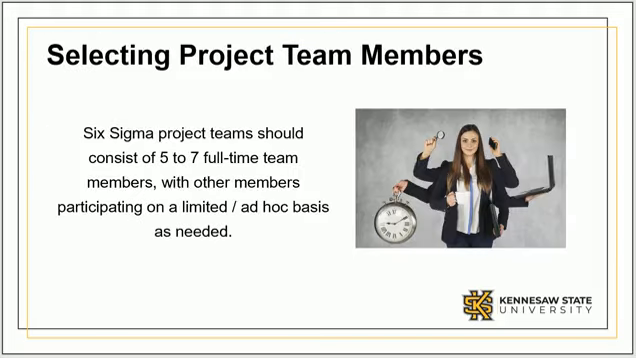So what should a Six Sigma project team look like? Six Sigma project teams should typically consist of 5 to 7 full-time team members, with other members participating on a limited or ad hoc basis as needed. Larger teams can be difficult to manage and can have a big impact on the productivity of smaller organizations during team activities, while smaller teams may not be able to carry the workload required from larger projects. But experience has shown that teams of 5 to 7 full-time members typically works very well.